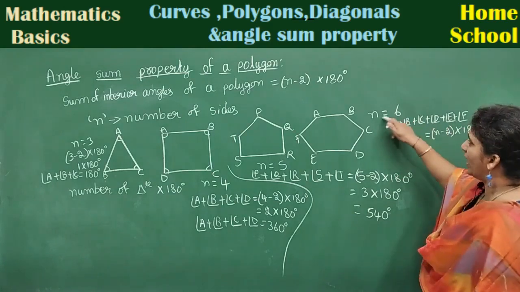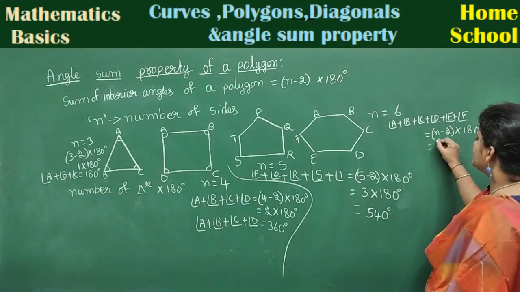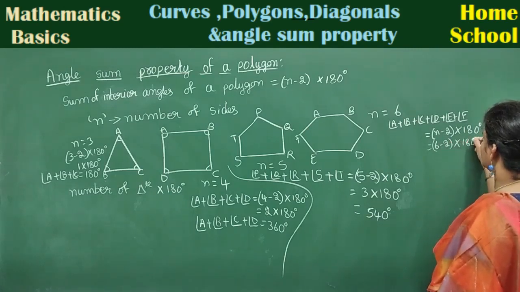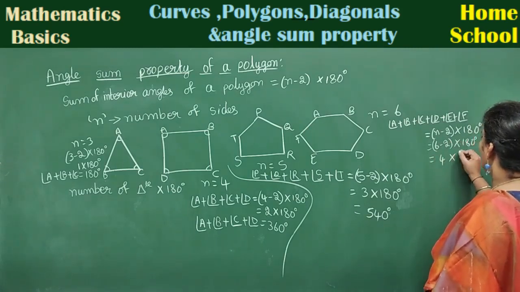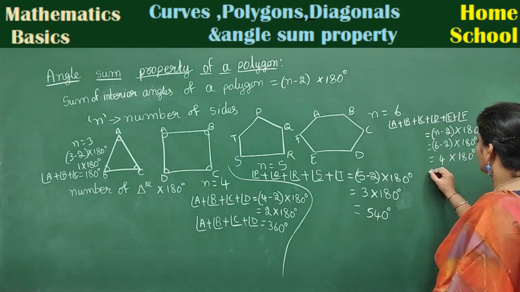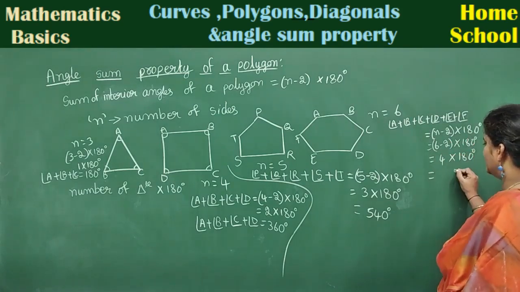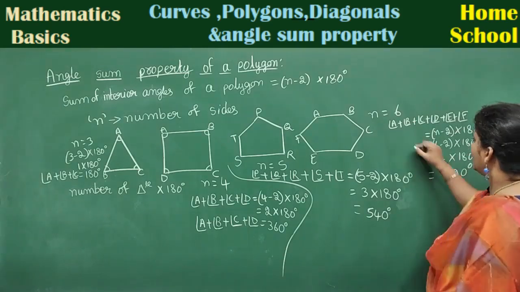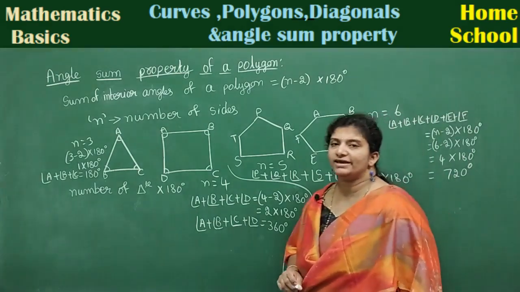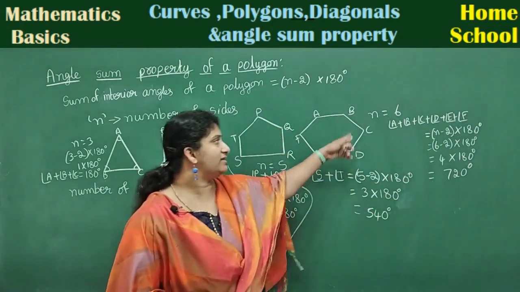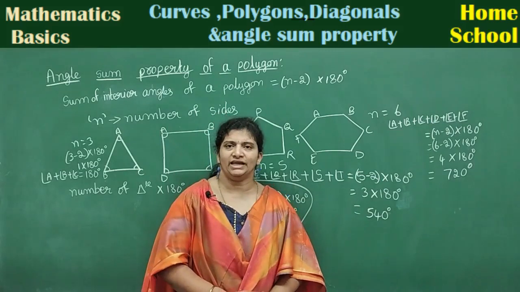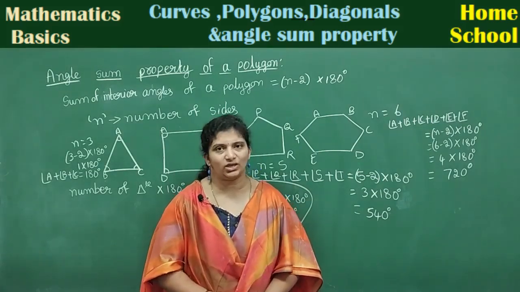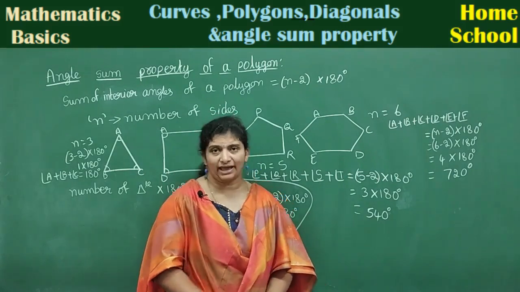How many sides do you have? 6 sides. 6 minus 2 into 180. 6 minus 2 is 4. 4 into 180 degrees: 4 8s are 32, 4 1s are 4 plus 3, 7. So the angle sum property of a hexagon: the interior angle sum is equal to 720 degrees. Right? Is it clear?